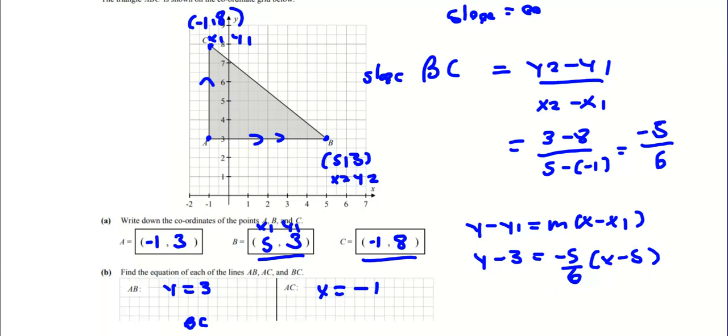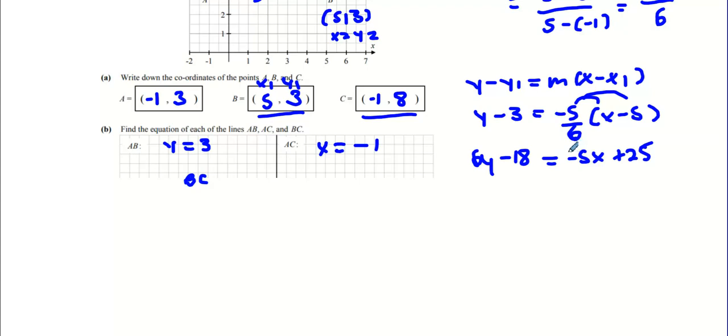Okay, multiply up by 6. So we get 6 times y, which is 6y. 6 times minus 3 is minus 18. Because division of 6 on the right is multiplication of 6 on the left. Multiplying the minus 5 and you get minus 5x plus 25. Move it all over to one side. So we get 5x plus 6y, minus 18, and then there's going to be another minus 25 beside that. So the two of them combined would be minus 43 equals 0. And there's all 3 equations of the lines. Okay, done that one already.